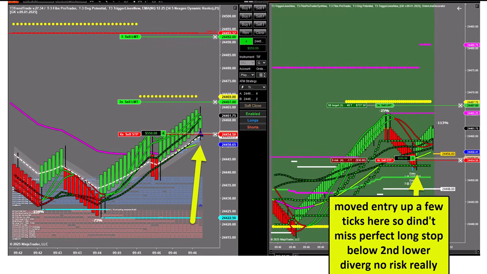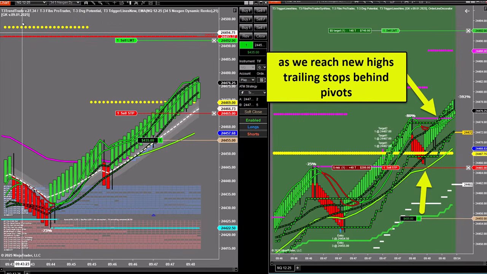Then the system went long. I mean, the entry was down here. It would have gotten filled, but I was like, man, I really need that mid-band inside the trigger. So I moved it up a few ticks. Literally the most perfect long trade look on both charts you can get. And the result of that one, made a bunch of money.